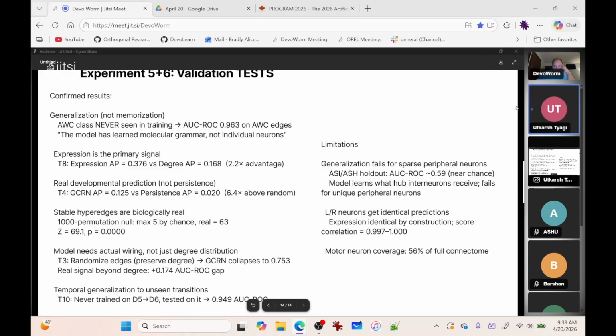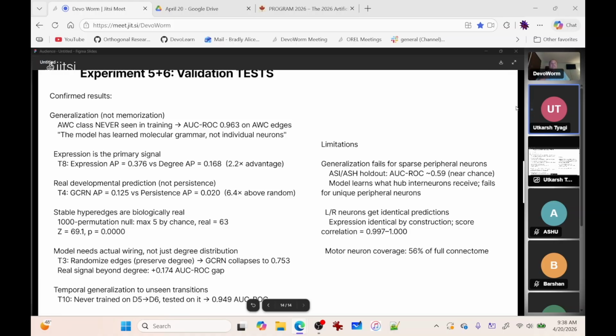There is one honest limitation. When I ran the generalization test, it also revealed a boundary condition. The ASI and the ASH, which are the two peripheral chemosensory neurons, showed near-chance holdout performance at 0.59 and 0.58 AUC-ROC. The model basically fails for neurons that are sparsely connected, have unique molecular profiles, and are connected to less central targets.